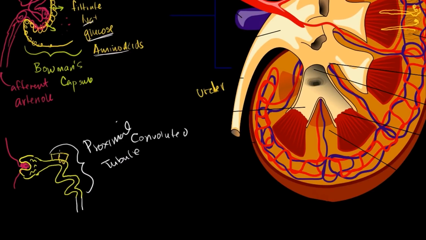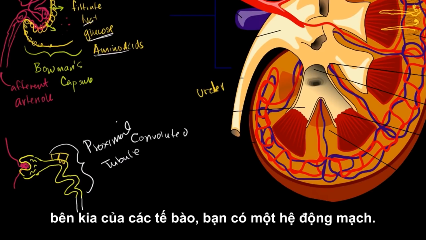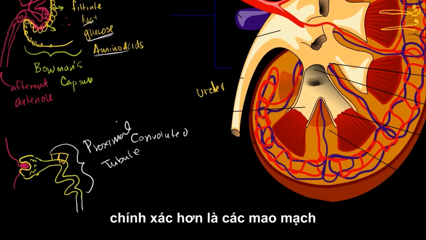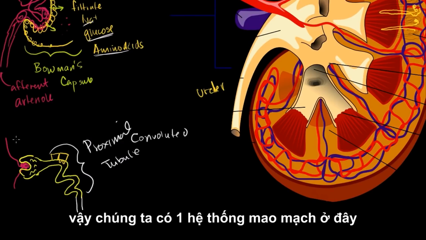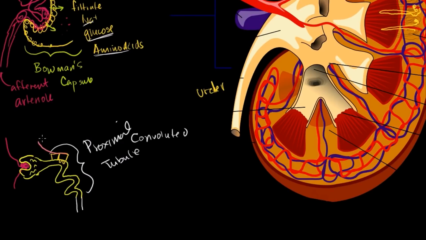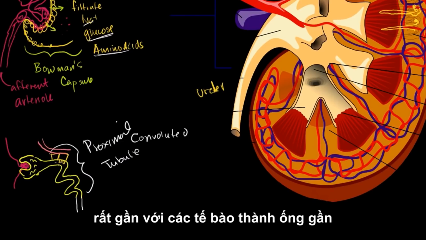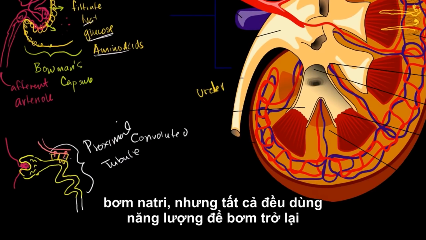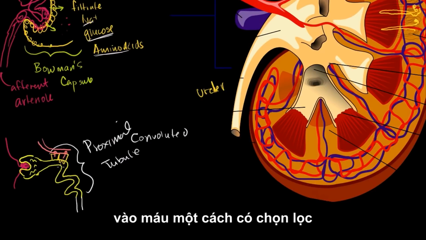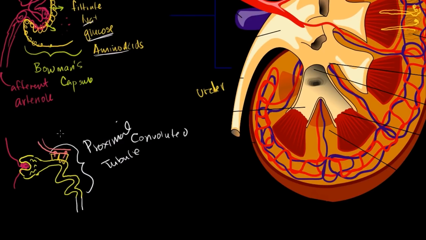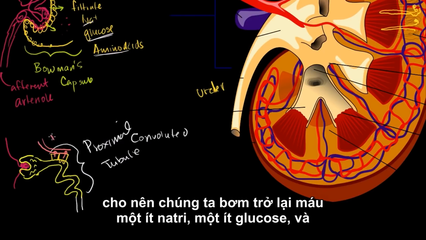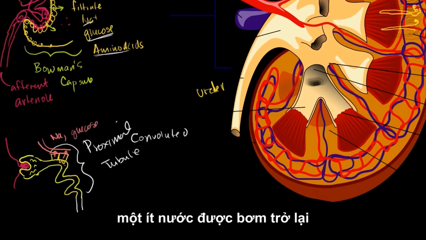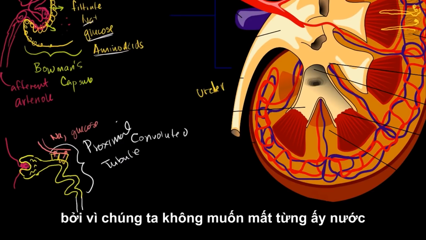So you have cells out here. And on the other sides of the cells, you have an arterial system, or a capillary system, I should say, actually. So let's say you have a capillary system here that is very close to the cells lining the proximal tubule. And so this stuff actually gets actively pumped, especially the sodium, but all of it, using energy, gets pumped back into the blood selectively. And maybe a little bit of our water. So we're pumping back some sodium, some glucose, and we'll start pumping a little bit of the water back in because we don't want to lose all of that water.